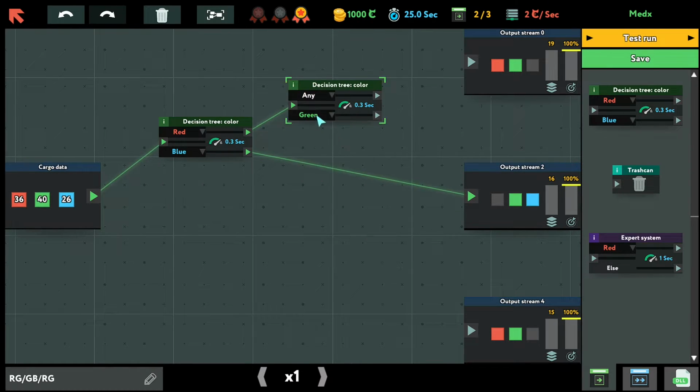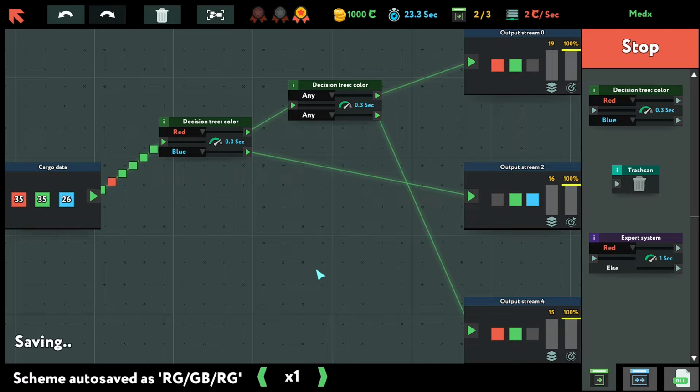Okay, we're just gonna go any and any. Here and here. This should work. Right? Because we're sorting red and green will go here. Blue and green will go here. Blue and green goes to where it needs to go. Red and green will then just split and go here and here. However, more of it needs to go here. I don't know how to optimize that. Let's just see what happens.